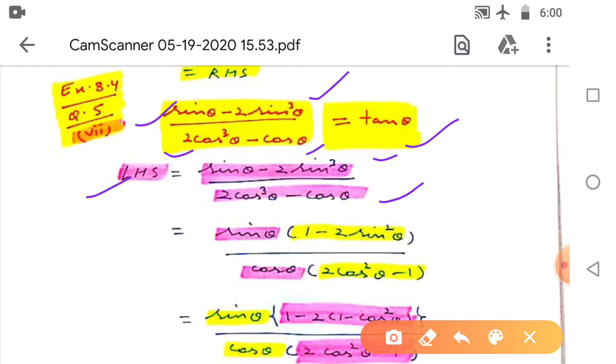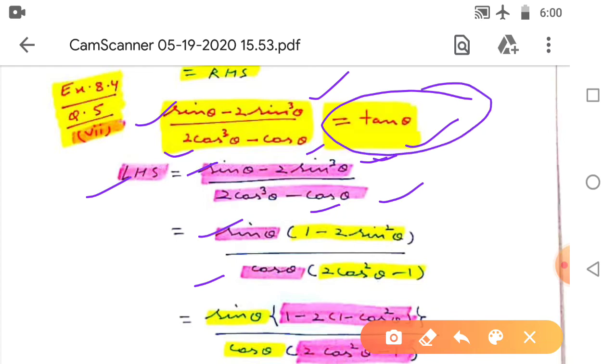Now in the numerator you can take sin theta common. In the denominator you can take cos theta as common. Clear? Now I told you, you have to keep one thing in mind, that is your RHS. So in RHS we have only tan theta. Look at here now. The moment you take common, in the numerator we have sin theta, and in the denominator we take cos theta as common, and we know sin theta upon cos theta is tan theta.